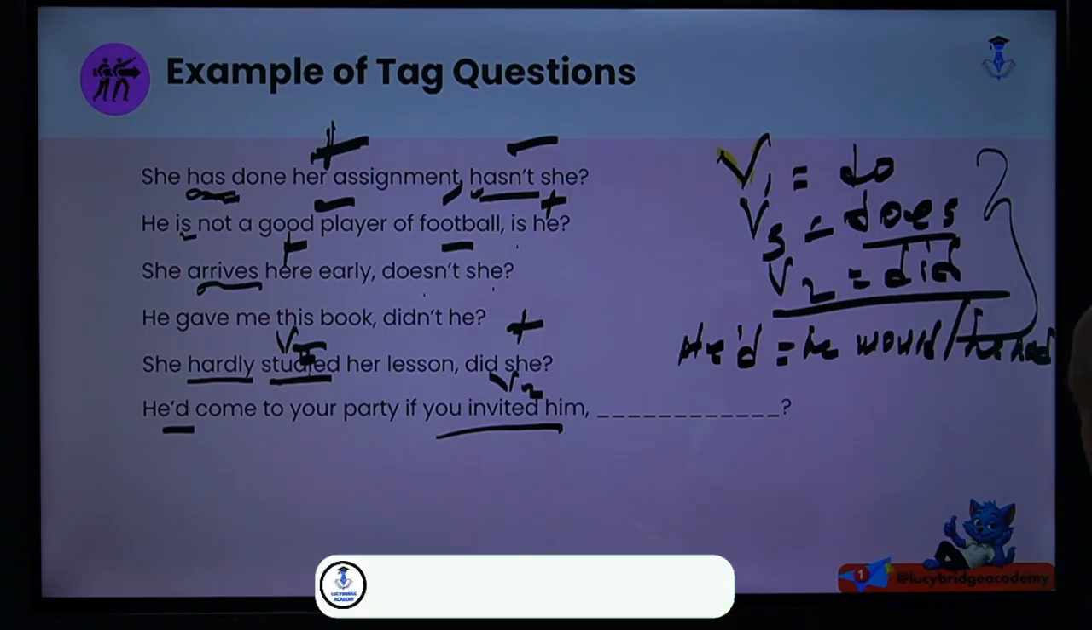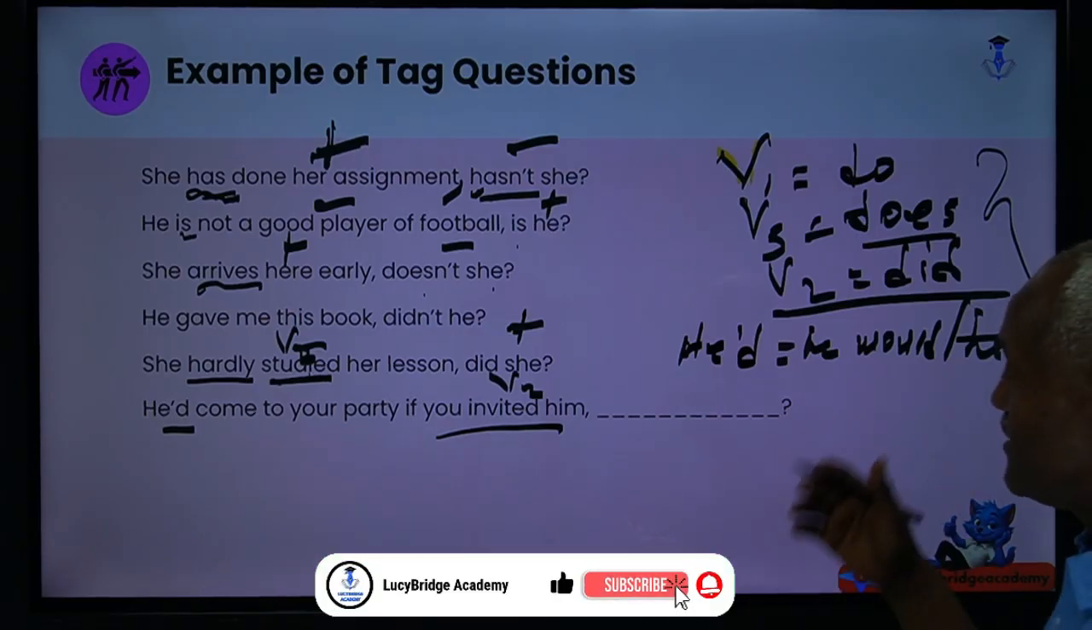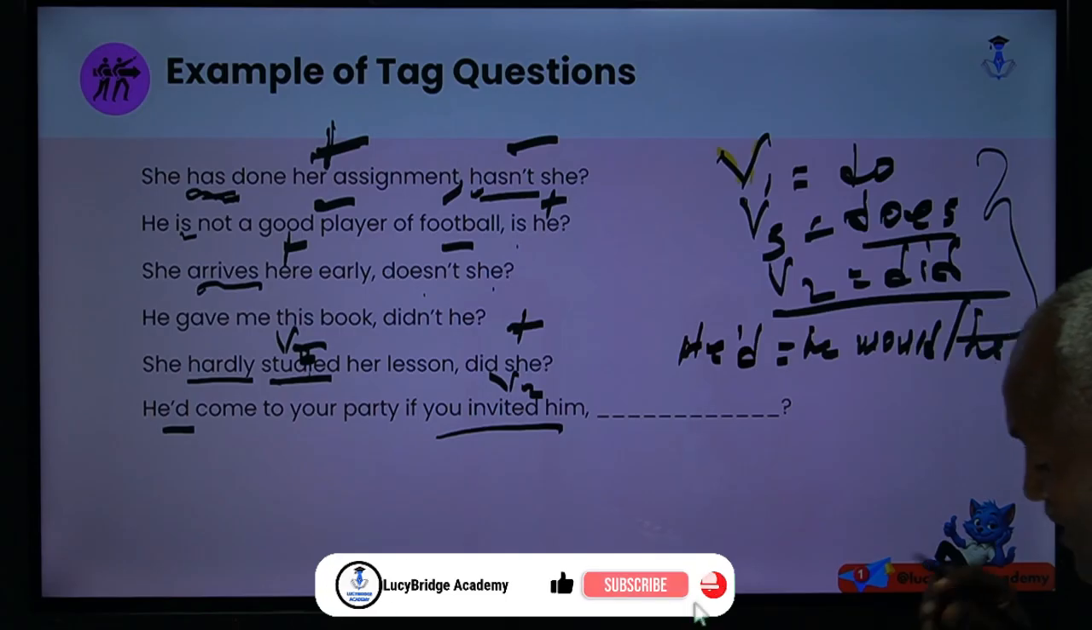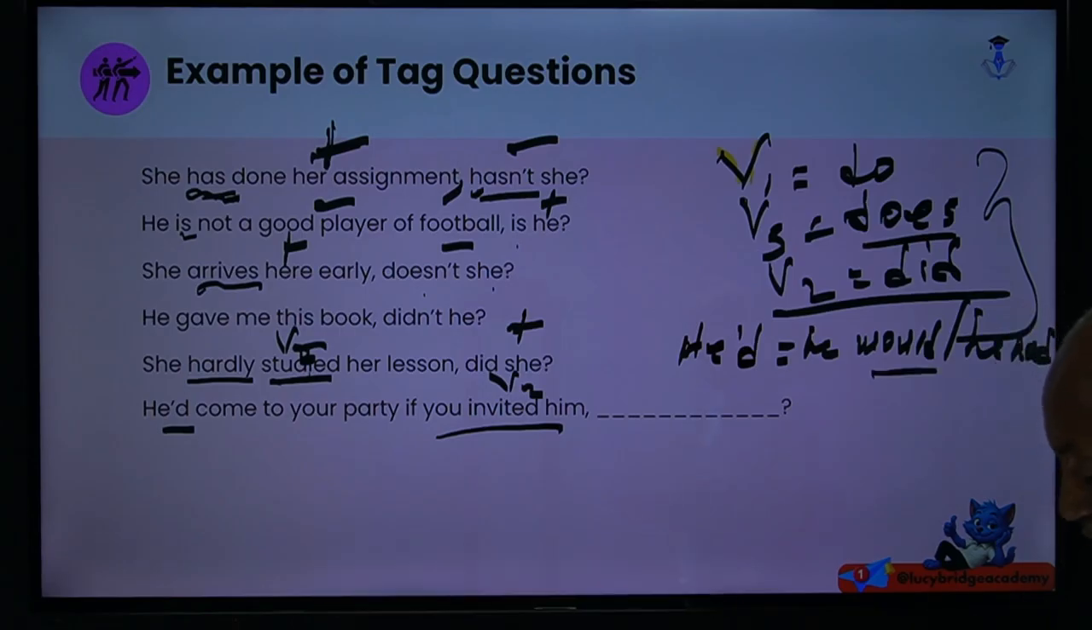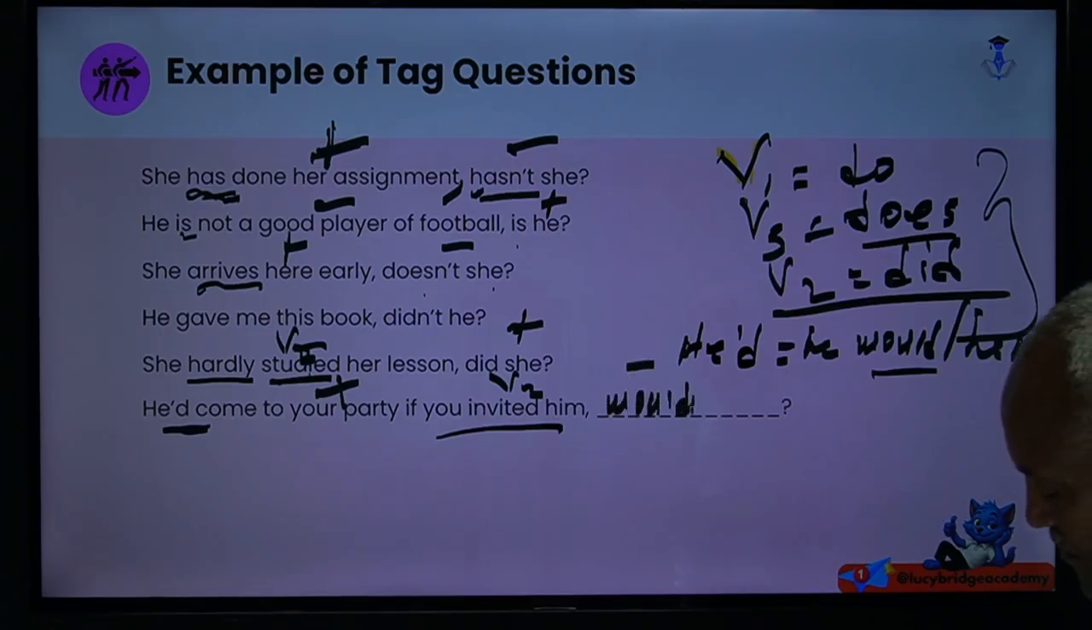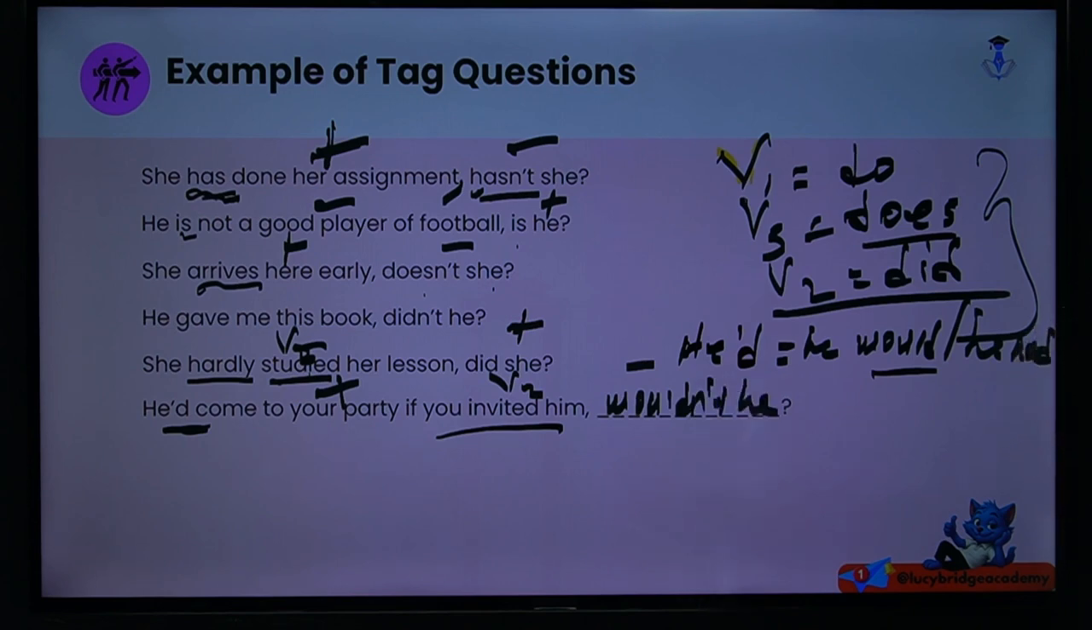But after would, we know that after a modal auxiliary verb, what type of verb follows? That is verb 1. Therefore this tells us that this is would. And this one is a positive statement, therefore the tag question is negative. Then we say, wouldn't he? We say it like this. And then you can understand like this about the tag question.